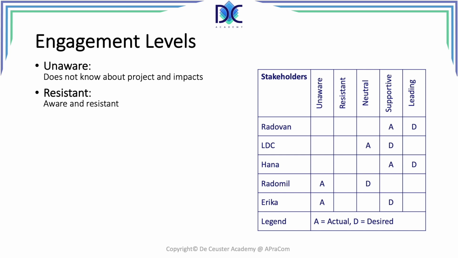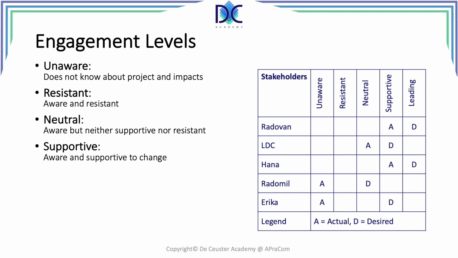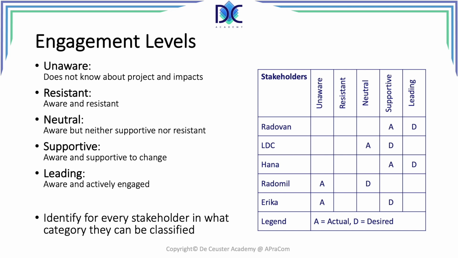Resistant, these are the people who are aware and resist against the project. Luckily, I don't have anybody of the stakeholders there at this moment. Neutral, they are aware, but they don't support or resist the project. And we see LDC, oh my God, that's me, who is actually in the neutral position for this specific project. And then we have people who are supportive. We have Radovan who is supportive, Hannah is supportive, and that's basically all. And then we have leading, aware and actively engaged. So we don't have anybody at this moment there, but we will come to that later.